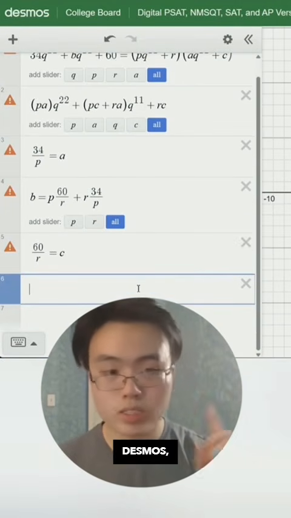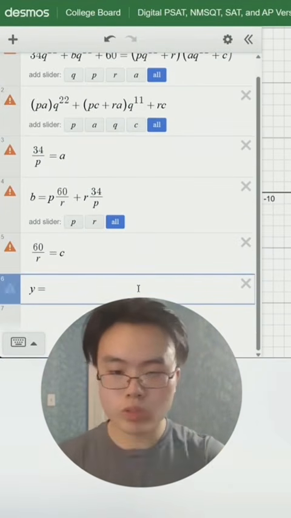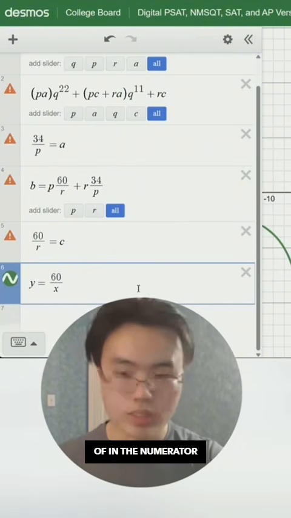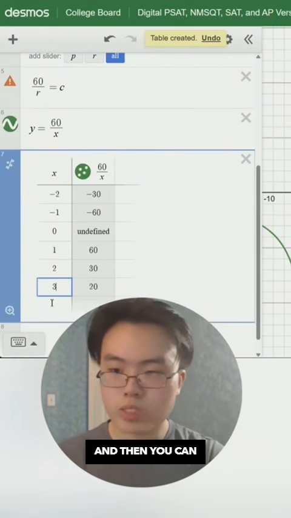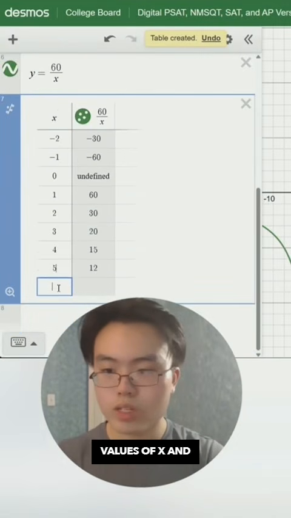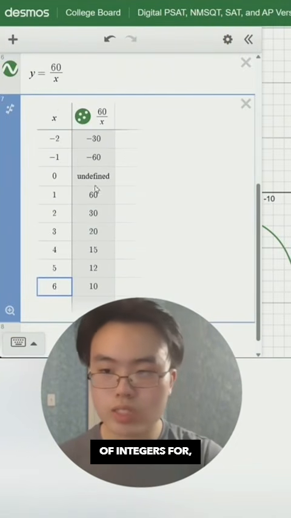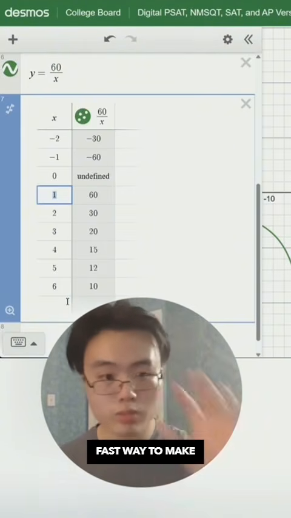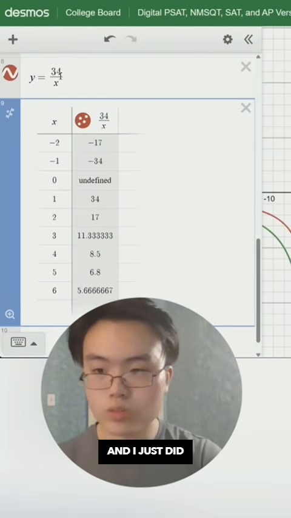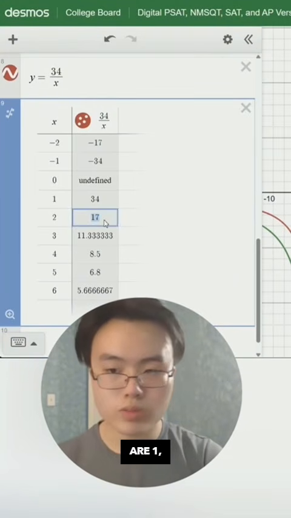Here's a cool way to do it with Desmos, though. Anytime you're trying to find factors of a number, you can put what you're trying to find factors of in the numerator and then divide it by x. Then press the gear sign, edit list, and press table. Then you can plug in values, because this table gives you values of x and y, right? So you can plug in a bunch of integers for x, and then you'll see it. These are all the factors, like 1, 60, 2, 30. Those are all the factors of 60. It's a really fast way to make sure you didn't miss anything as well. And I did the same thing for 34. You notice the only factors are 1, 34, 2, and 17.